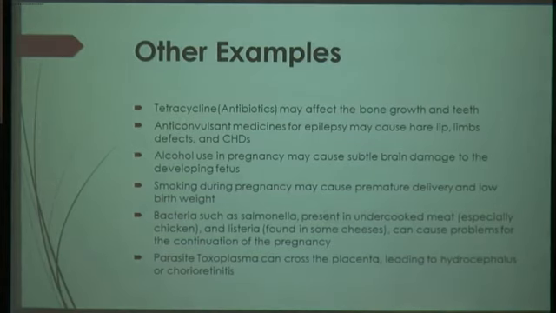And here are some other examples concerning other factors, chemical or physical, which can cause birth defects, such as antibiotics. Tetracycline, taken by the pregnant woman, may affect bone growth and teeth of the baby. Or other medicines, alcohol, smoking, bacteria like Salmonella can cause problems for continuing pregnancy. Also, some parasites, such as Toxoplasma, can cross the placenta and lead to serious birth defects.